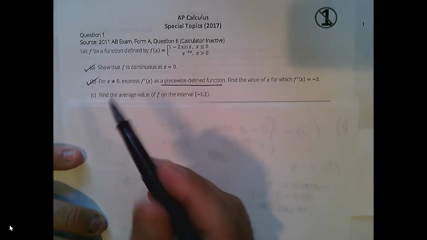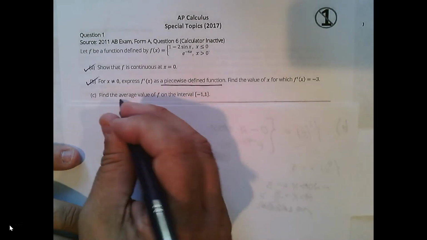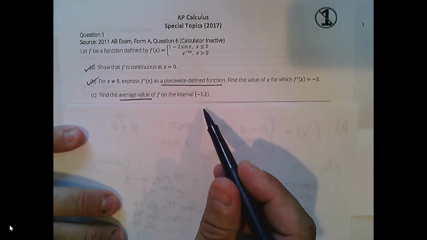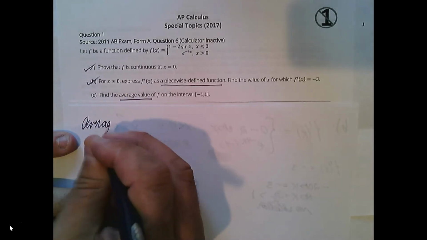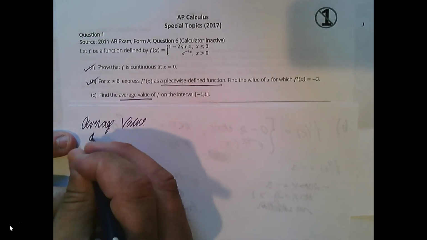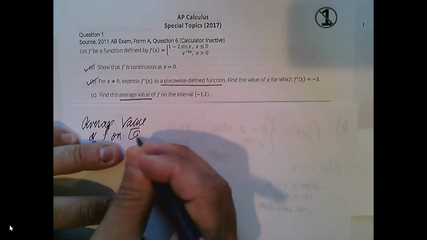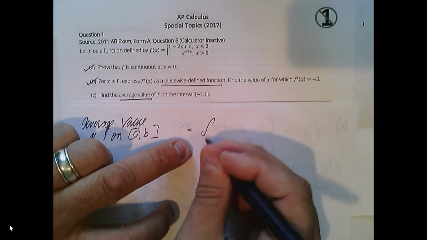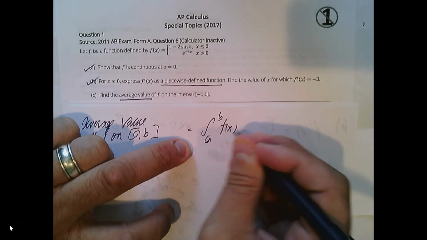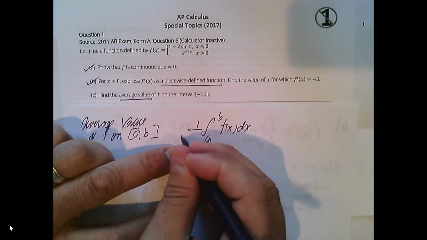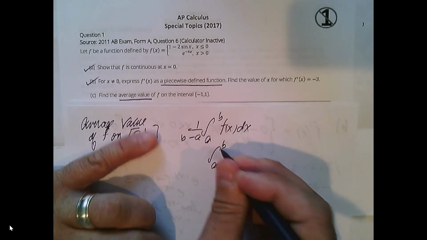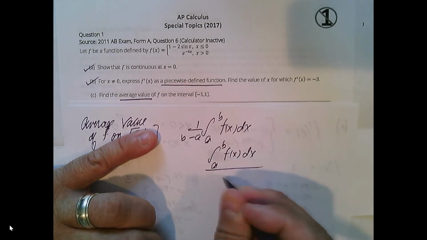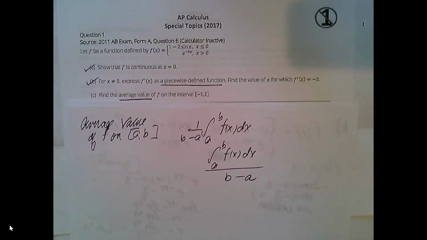In part C, we're told to find the average value of f on the interval negative 1 to 1. Okay, a quick recap here. The average value of a function on an interval a to b is found by integrating the function from a to b and then multiplying by 1 over b minus a, or some teachers like to write it as the integral from a to b of f of x dx divided by b minus a. Either way means the same thing.